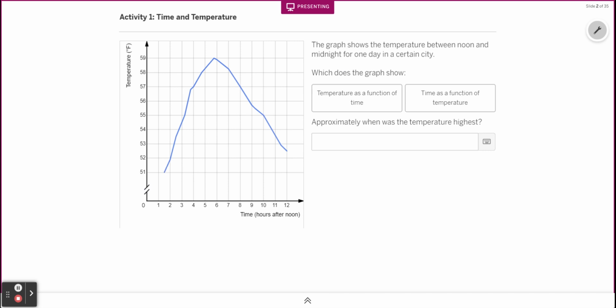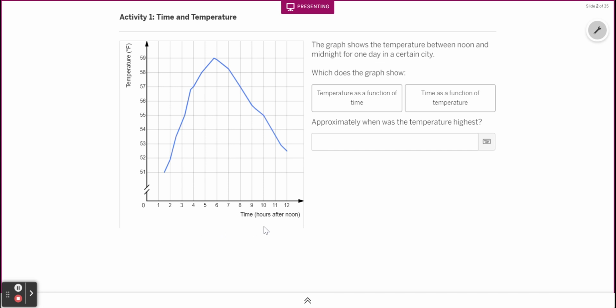Okay, so this is the temperature from noon, so at 0, that's actually noon, 12 p.m., until midnight. We have temperatures for a certain city. They don't tell us which city this one is. Which does the graph show? Temperature as a function of time or time as a function of temperature? Well, what they're really asking is which one is dependent on the other.